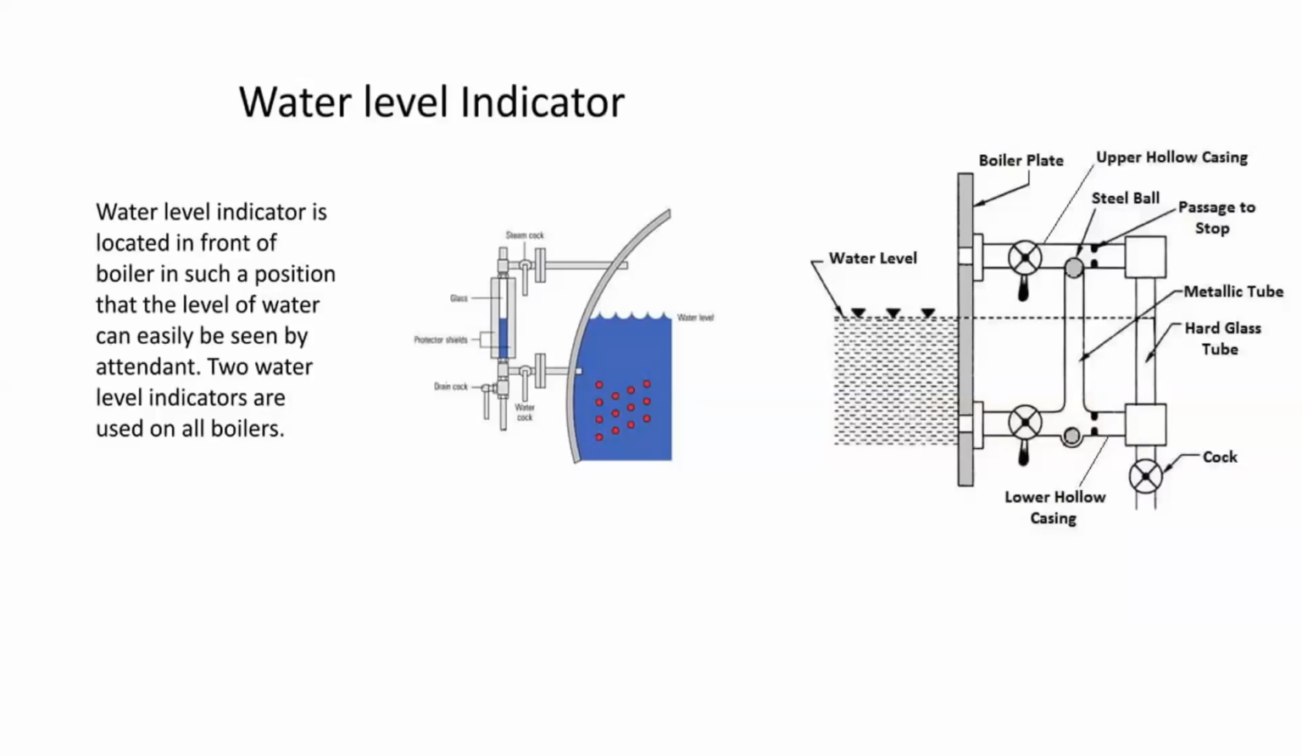These are the skeleton diagrams of the water level indicator. It is located in front of the boiler in such a position that the level of water can be easily seen by the attendant or the operator. So in general, we have two water level indicators.